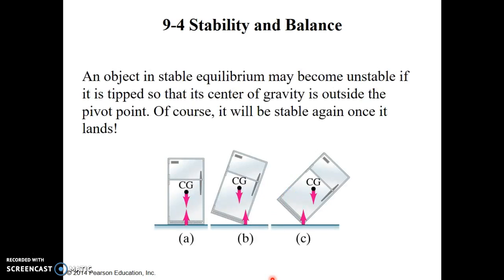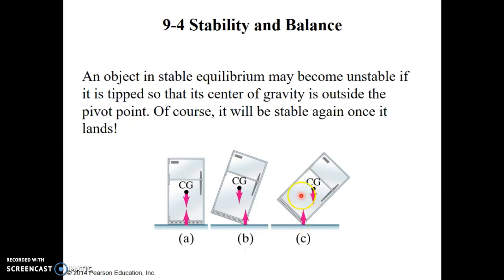The third type is what we call neutral equilibrium. Let me explain it this way. Imagine you have a refrigerator whose center of gravity is right in the center of the refrigerator, right above the normal force. This would be its equilibrium position. If you tip it up a little ways, you have the center of gravity to the left of your pivot point where the normal force is applied. That's going to exert a counterclockwise torque, bringing it back to equilibrium. So here in B we have a stable equilibrium because it brings it back to its original position.